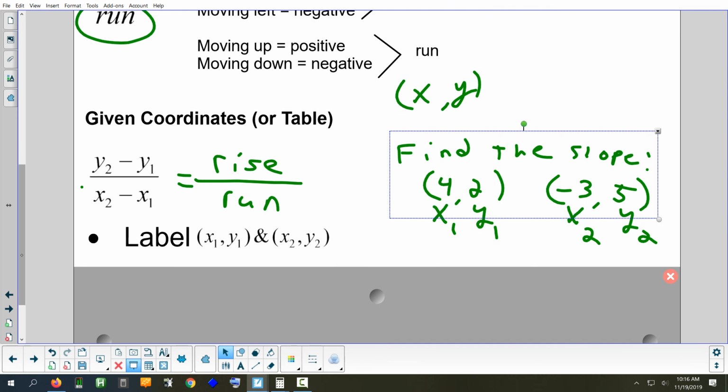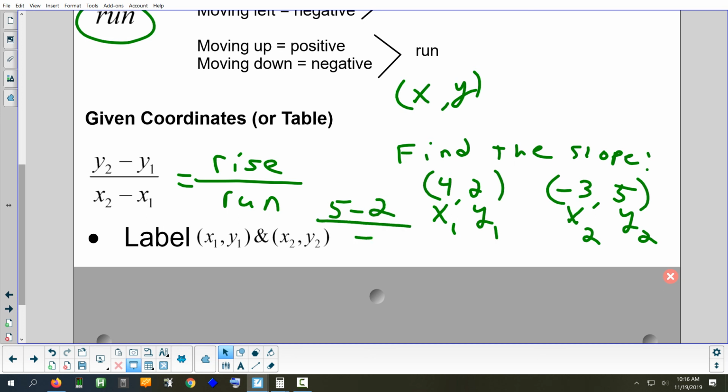You're going to take those 4 numbers, 1, 2, 3, 4, and you're going to plug them into these 4 spots. 1, 2, 3, 4. So if I was finding the slope in this problem, what number would I plug in for Y2? 5. Minus. What number would I plug in for Y1? 2. Over. The bottom has a minus in it as well. What would you plug in for X2? -3. And Blake, what would you plug in for X1?